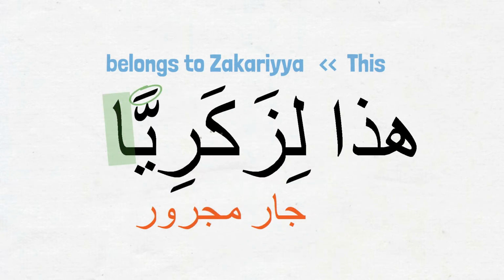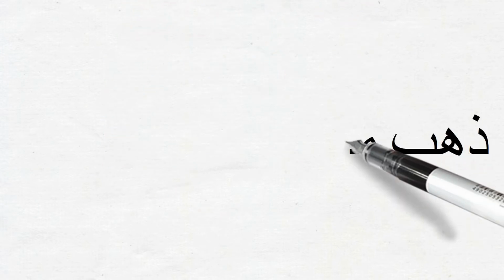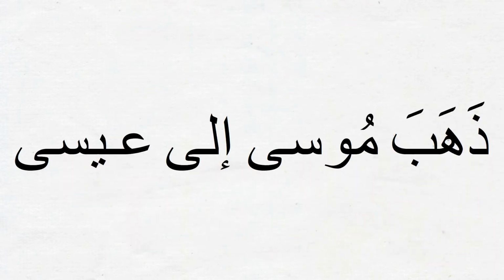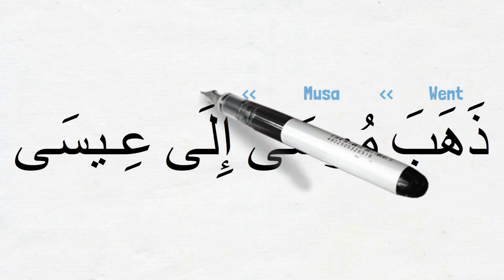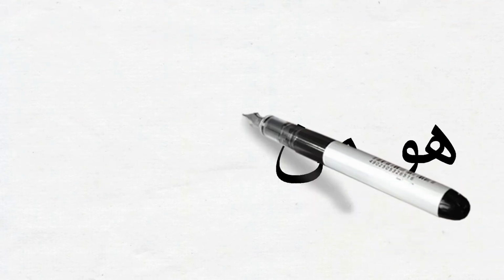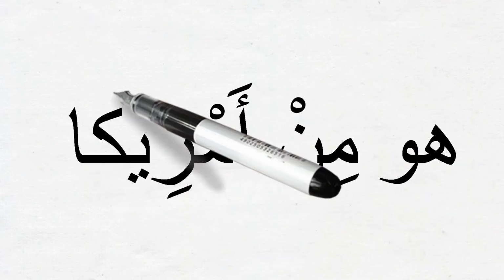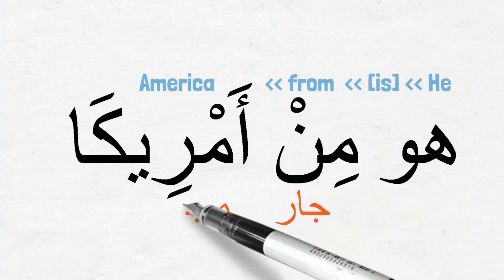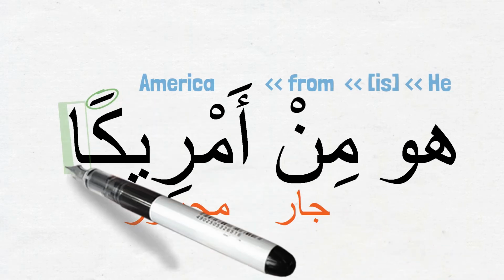It didn't change. That is because we cannot say لزكريا here. It is not possible to change such long a ending. Another example is ذهب موسى إلى عيسى. Musa went to Isa. You see here the long a ending of Isa does not change to kasra even if it's coming after harf jar ila. Or another example, هو من أمريكا. Again, أمريكا remains as أمريكا even in majrur case.